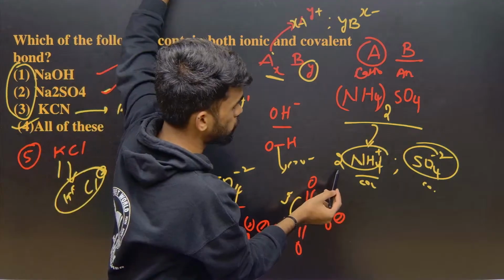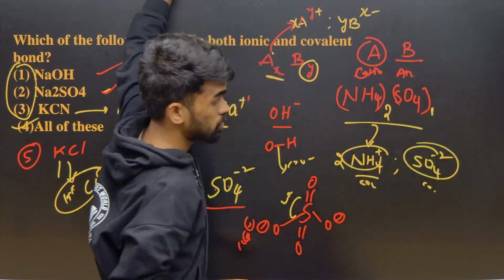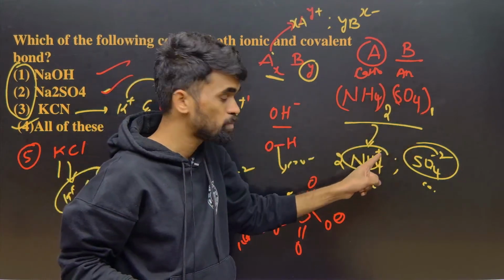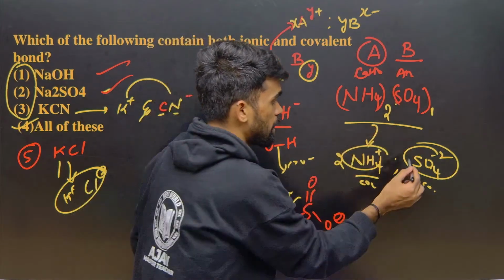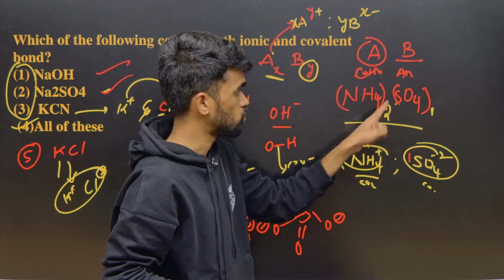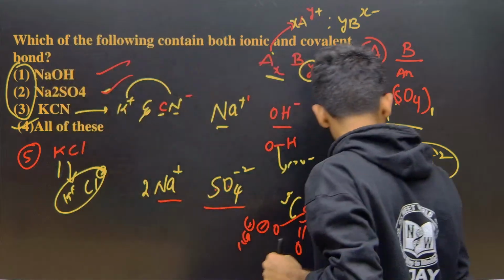2 NH4. What is the charge? What is the number mentioned here? 1. Sulfate ion together it is 1. So that's why plus 1. For sulfate ions, 1 sulfate ion is there having a charge of 2 from here. We can call it the crisscross method. Okay, next.